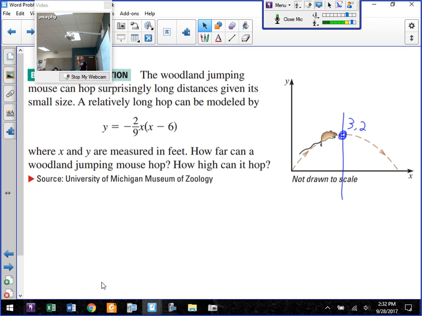So his maximum height was 2 feet. He got to the maximum height at 3 feet, which means how far did the mouse jump? 6 feet.